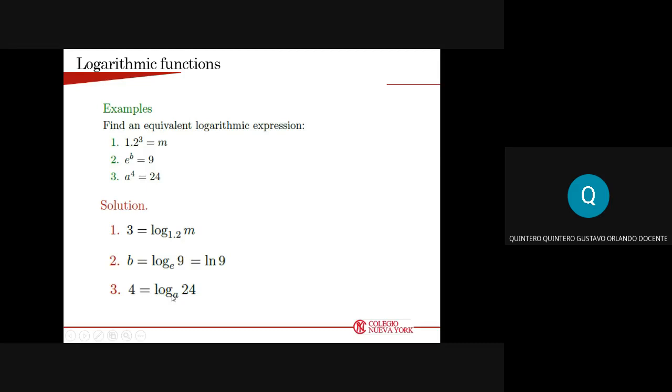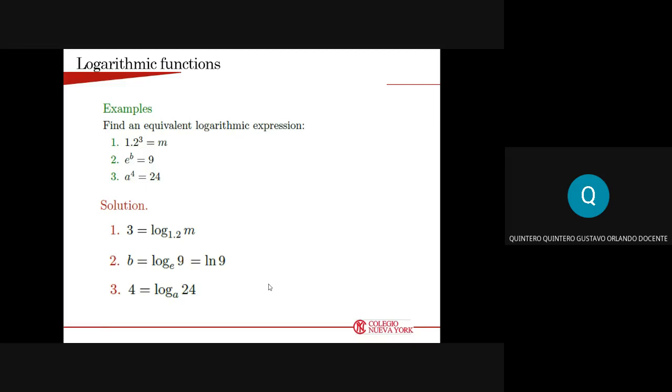4 equals logarithm to the base a of 24. The people who got it right, congratulations. Pretty good, guys. Remember, the exponent is now the answer. The base of the exponent is now the base of the logarithm. And by a process of elimination, the answer has to be the value of the logarithm. That is it, guys.